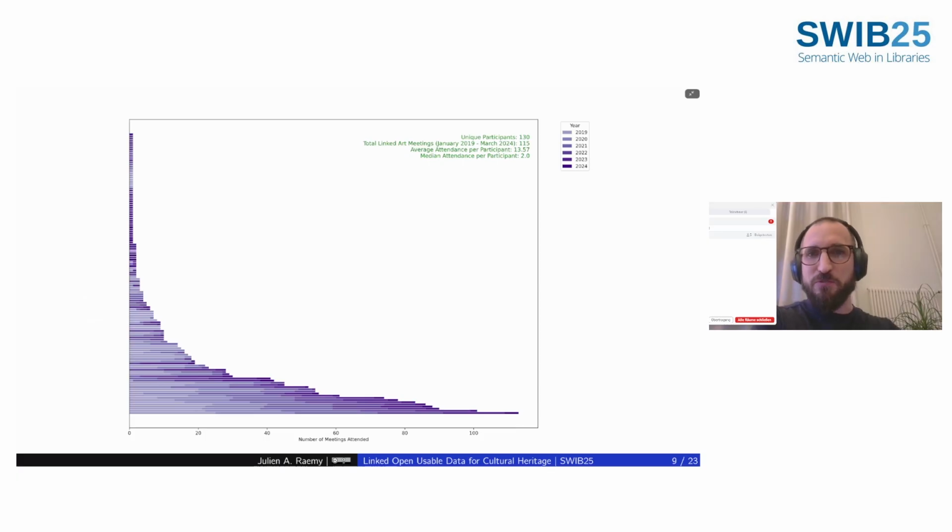So it illustrates the patterns of participation here in Linked Art. Between January 2019 and March 2024, more than 100 people, actually 130 people, attended 115 meetings. So the average attendance was about 13 sessions per participant, but the median was only 2. So it suggests that there is a very, very small core of consistently active members outside the larger group with sporadic involvement.